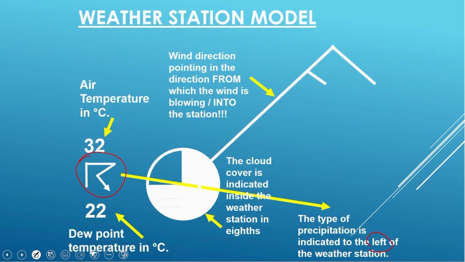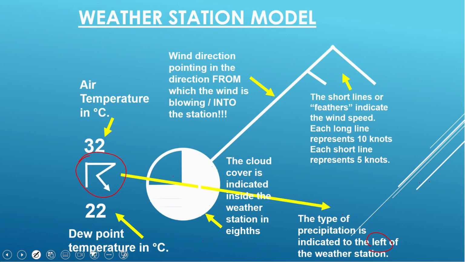So we are going to be interpreting it as thunderstorms, but there are many more, and I'll get to that point, okay? Now, what do the feathers, or the so-called short lines, do? They indicate the wind speed, okay? So the wind speed will be presented in units called knots. It is taken from a very old term called nautical miles. So we shorten it, we call it the knots, okay?